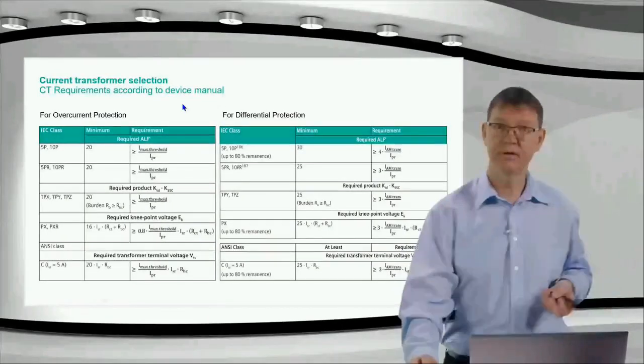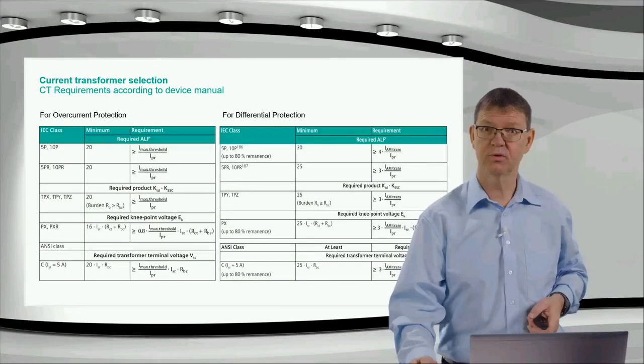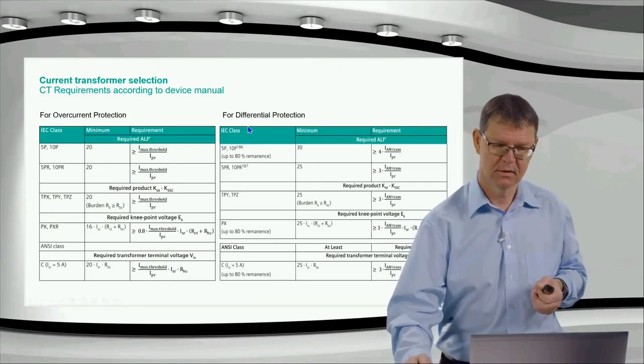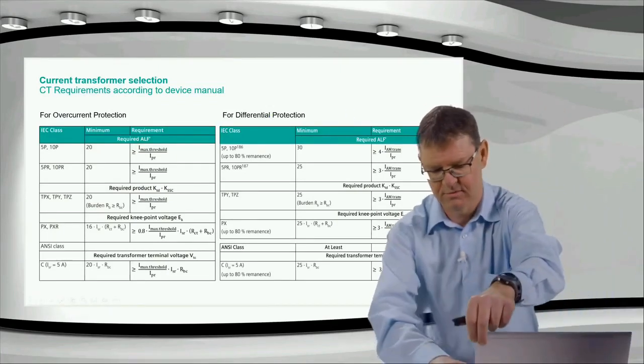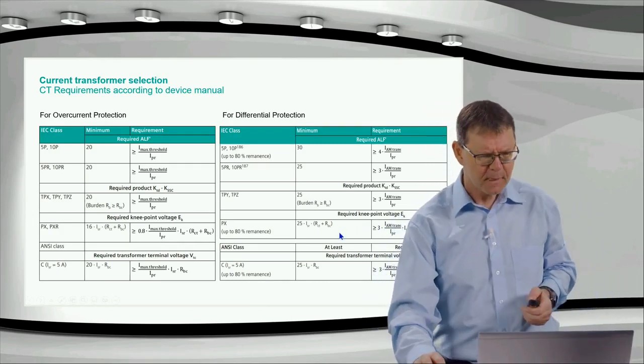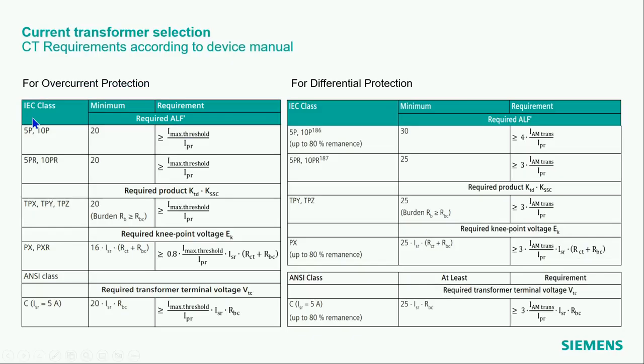For the motor protection, we have to consider basically two things. One is the overcurrent protection, and if we want to apply differential protection, you see here we get different requirements. And you see, maybe one more word: we do this for the most common types and classes of current transformers. So we get here everything. I would like to calculate one example or two to show you how you do that, and that this is really not that complicated.